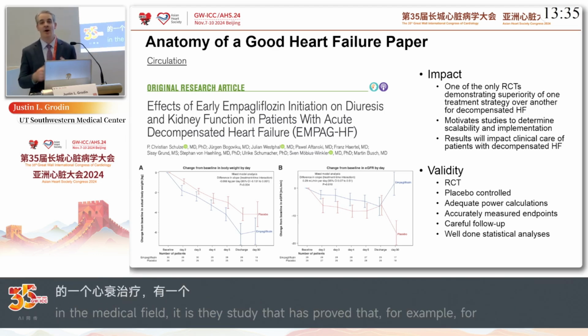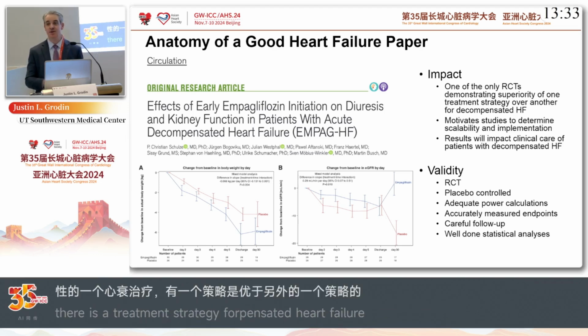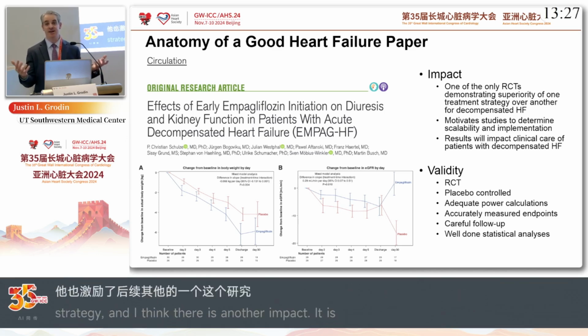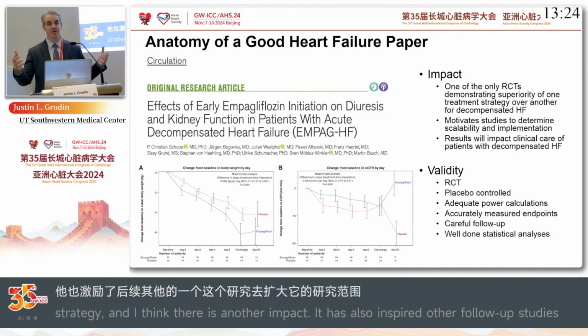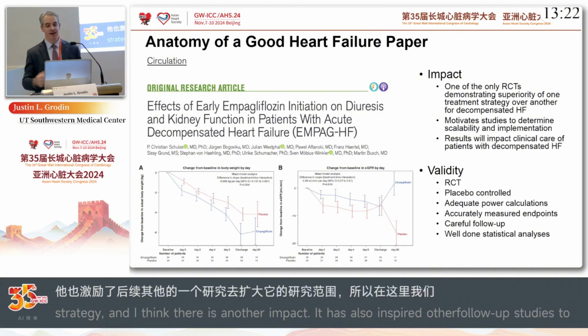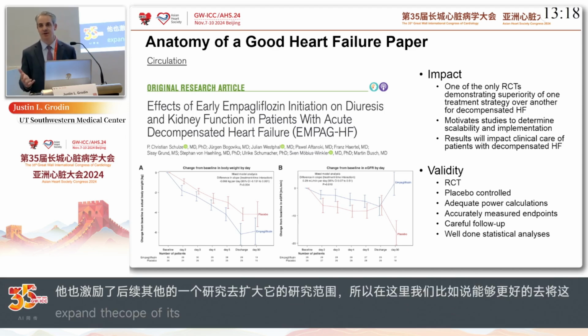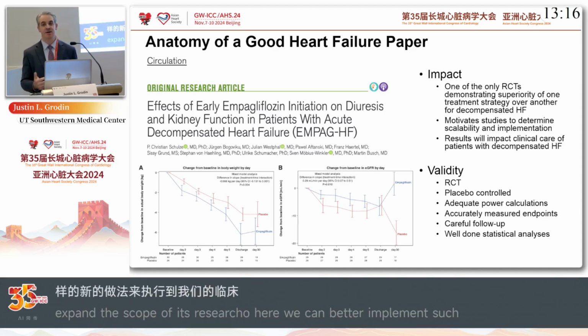Now, why also was it impactful? Well, this clearly motivated studies to hopefully determine scalability. As I mentioned, this was single center, but we could all see very readily how we could understand ways to better implement this into our own practice. And then clearly we felt that the results impacted clinical care. This was a novel treatment strategy for the management of heart failure.